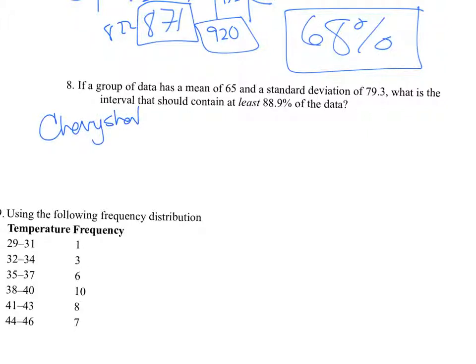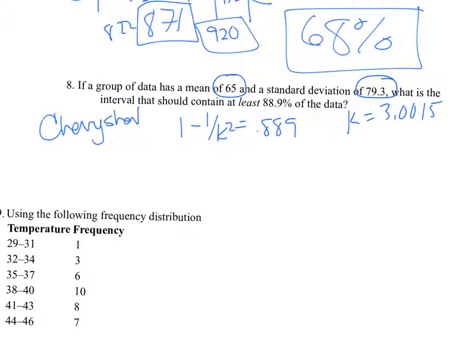So, 1 minus 1 over k squared equals 0.889. You need to solve that first. F2 solve will do the trick on your calculator. And k is equal to 3.0015, but we're just going to round that to 3 on this one. And now, if I go 3 standard deviations from 65, this is going to be quite a range. Mean of 65, standard deviation is 79.3.